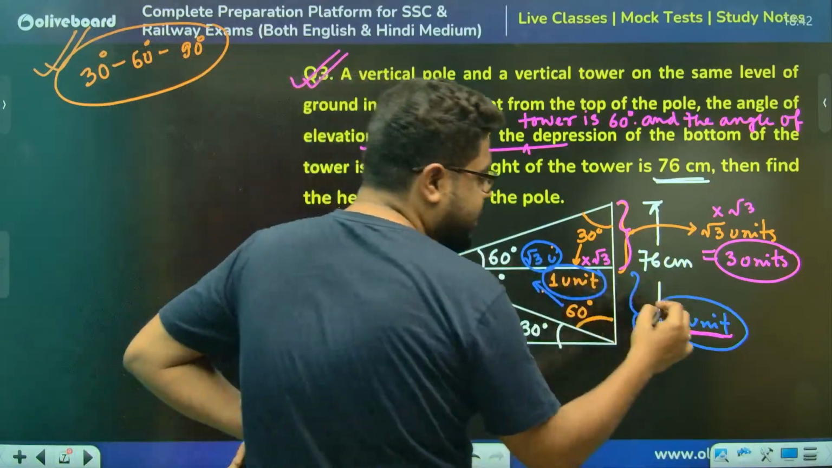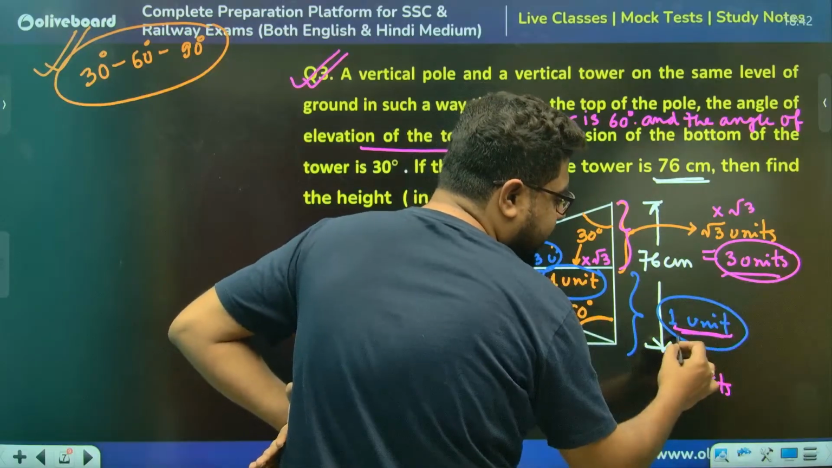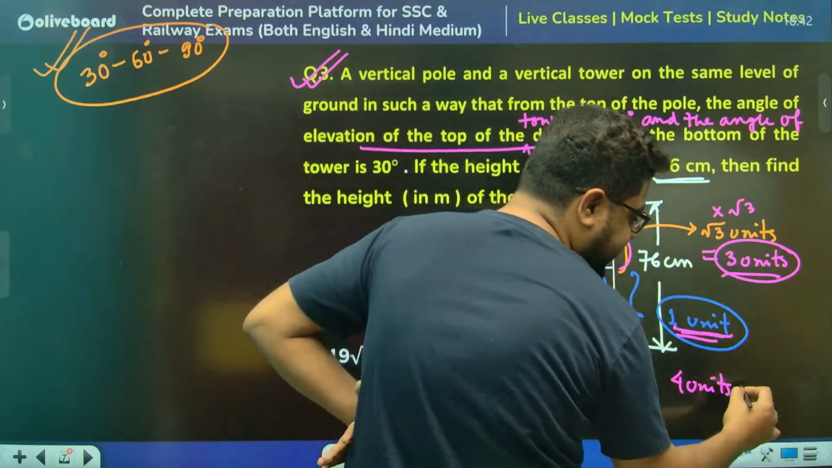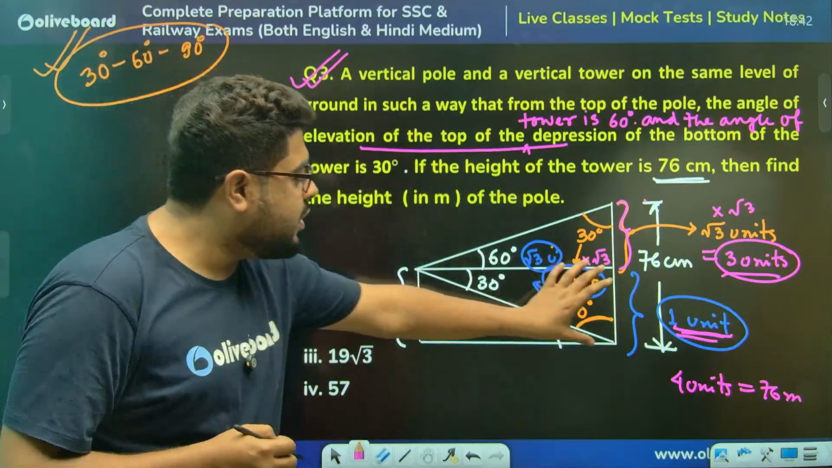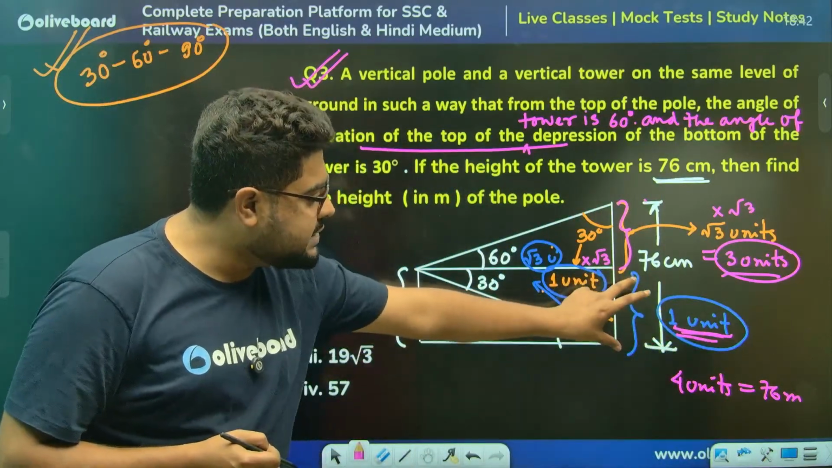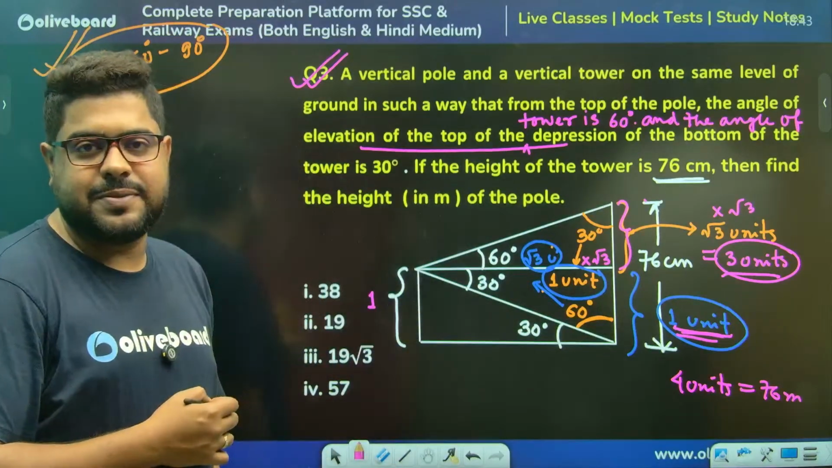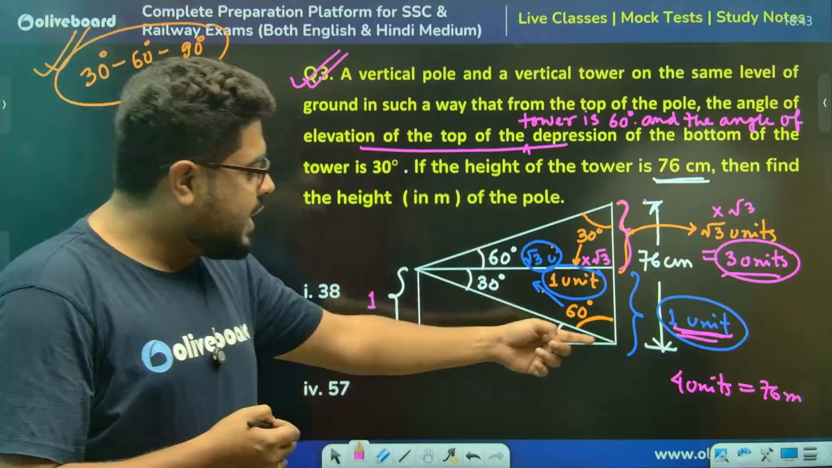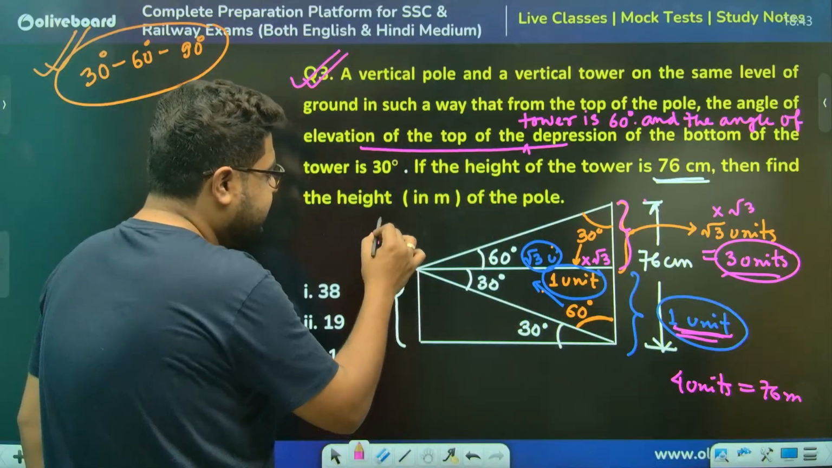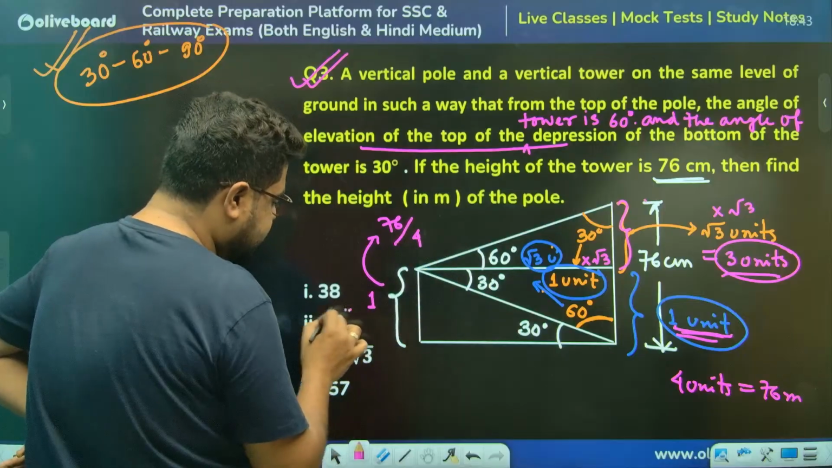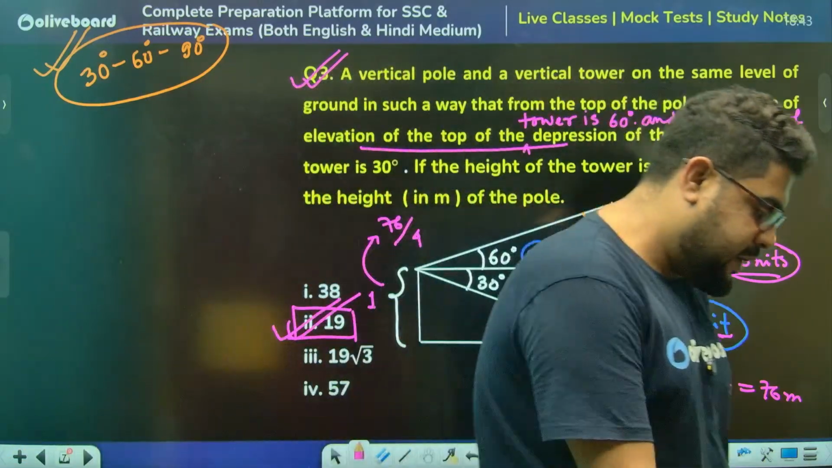Now, that means 4 units, 3 here and 1 here. It is given as 76. What they're asking is the value of this much, 1 unit. Why? Because whatever is this value, the same is the length of the tower. So 4 units is 76, 1 unit will be 76 by 4, which is nothing but 19. Option number 2.